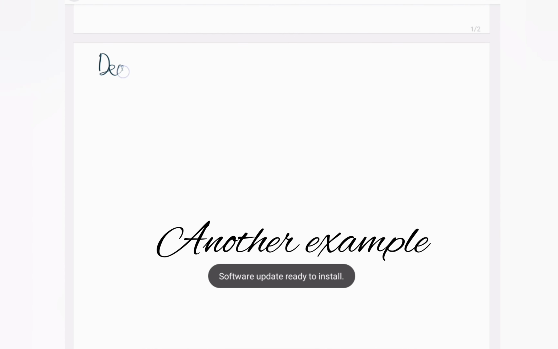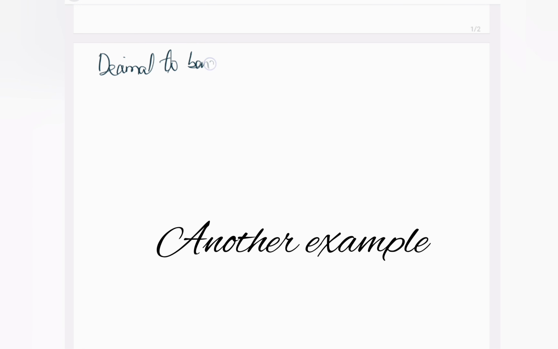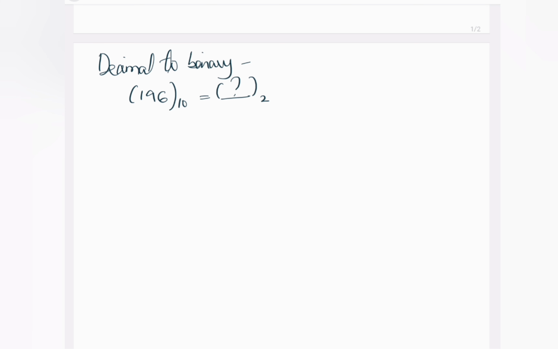Decimal to binary. Let's take an example, the number 196. Since it's base 10, I'm going to write it with base 10. We do not know what the binary equivalent is, so a question mark, and the base is 2. So let's use the division method again and collect the remainders.